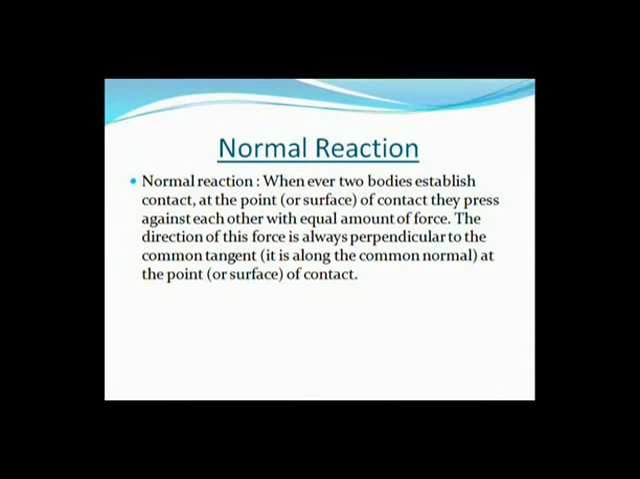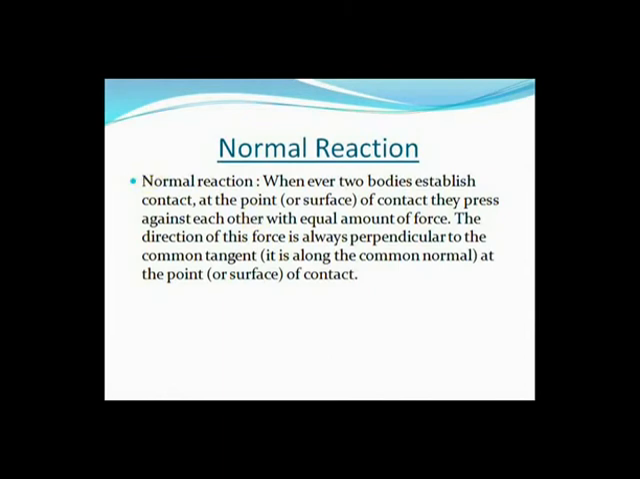Now let's see what is a normal reaction. Whenever two bodies establish contact, at the point of contact they press against each other with equal amount of force. This force is called normal reaction, and the direction of this force is always perpendicular to the common tangent at the point of contact. To understand it, let's take an example. Suppose we have two balls, ball A, and we have another ball, ball B, which is touching ball A at some point. Let's say this point is B, which is our point of contact.